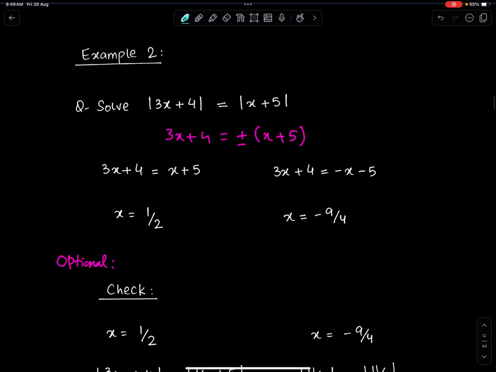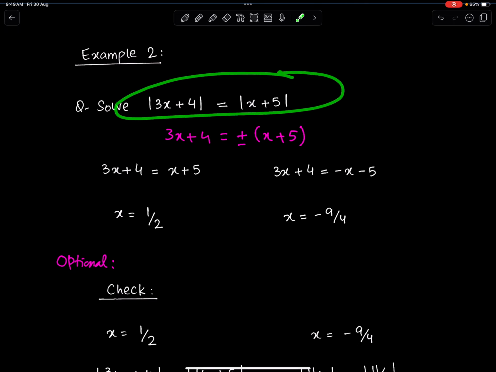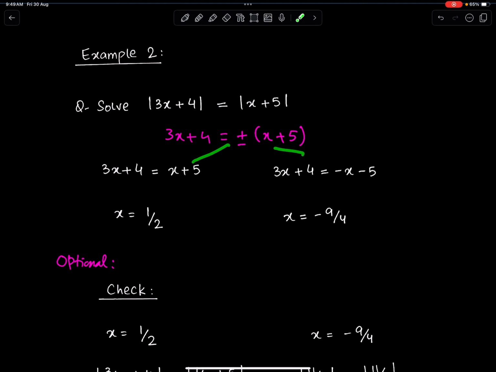Example 2. This is the algebraic modulus equation and modulus is on both sides. So no problem. After removing both side modulus, write plus minus on right hand side. Now solve two equations, one with plus and one with minus. And we have got these two answers.